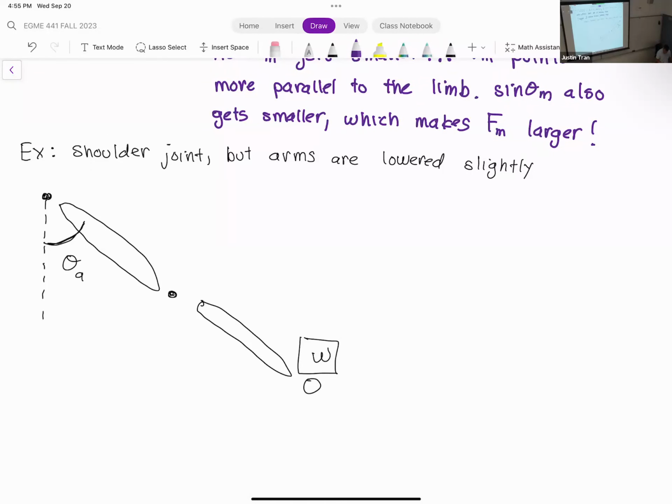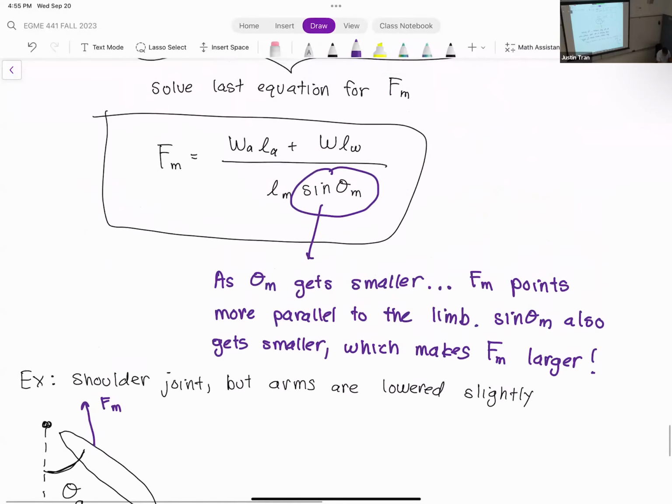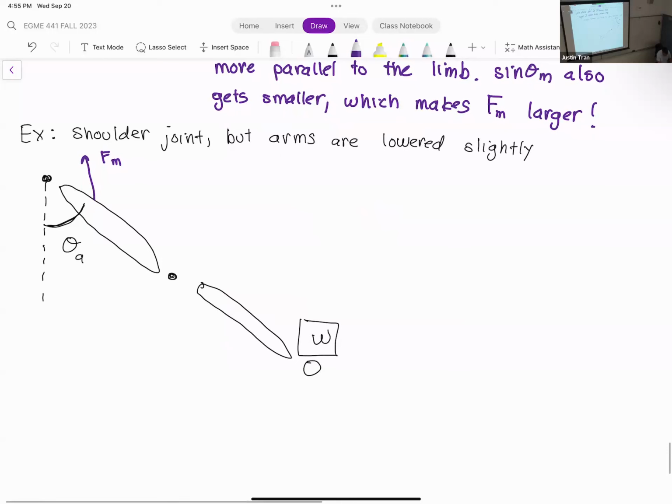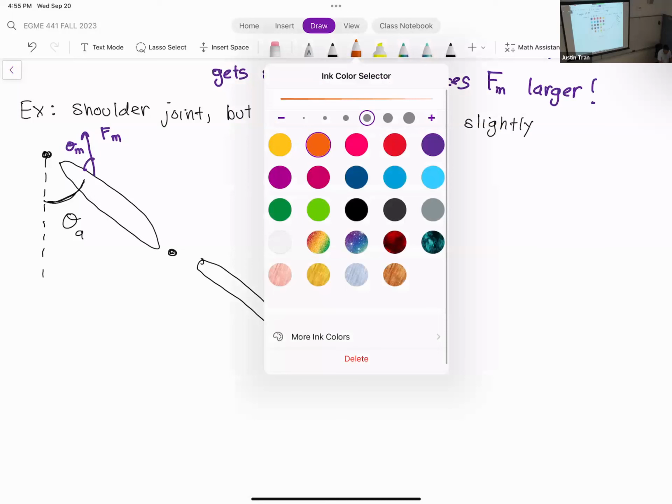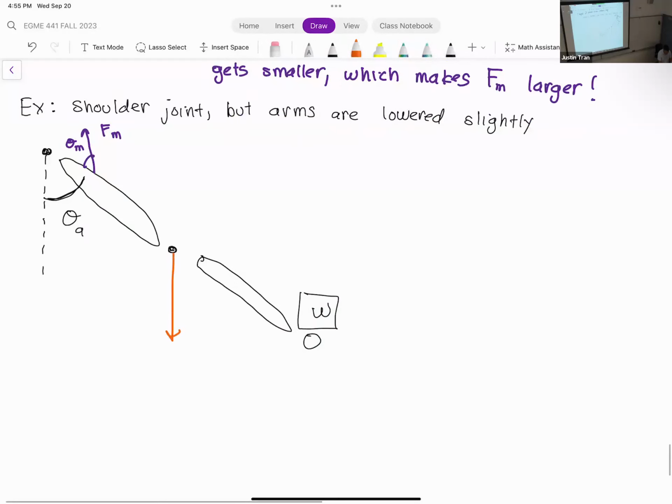Just like before, we're going to consider just a single muscle, the deltoid muscle. We'll call that theta FM. And we'll say that we know the attachment angle, theta M. And then just like before, we're going to have the weights of the objects: the weight of the arm, WA, and the weight of the weight, which is W.